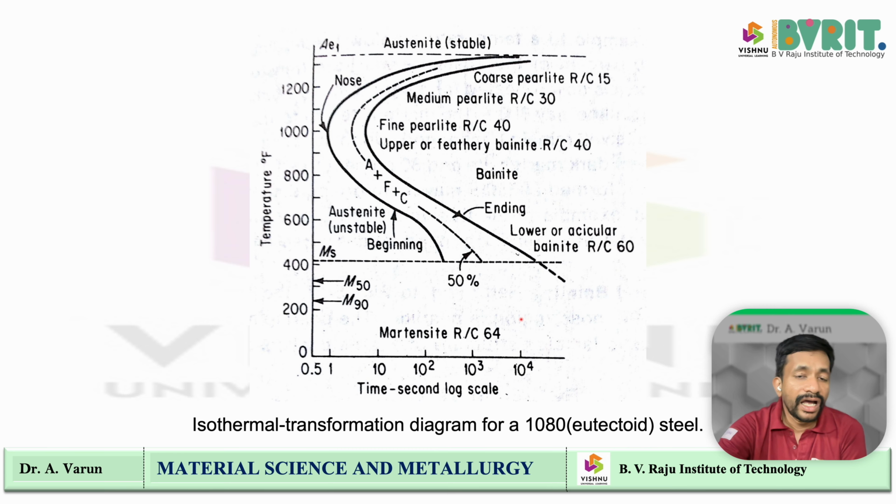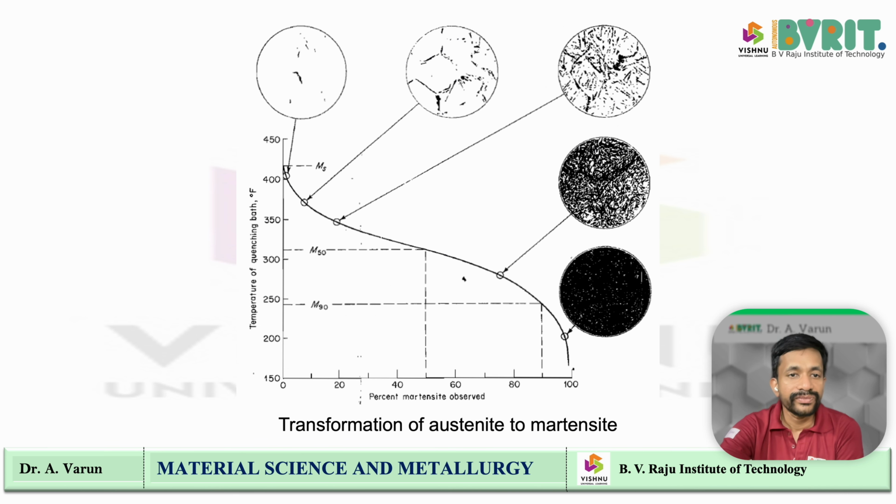So the RC, that is Rockwell hardness, if you see, pearlite has got 15, medium pearlite has got 30, fine pearlite 40, upper feathery bainite has got 40, and then lower acicular bainite has 60, and martensite has got 64. So the hardness has increased tremendously. And this is the microstructure you can see here.